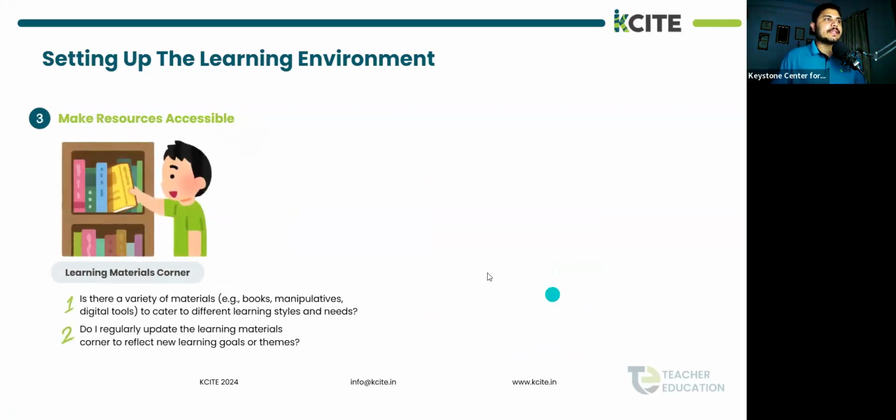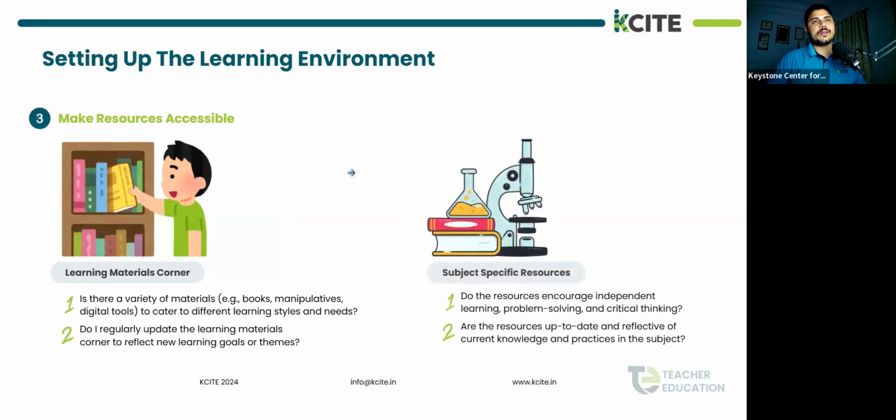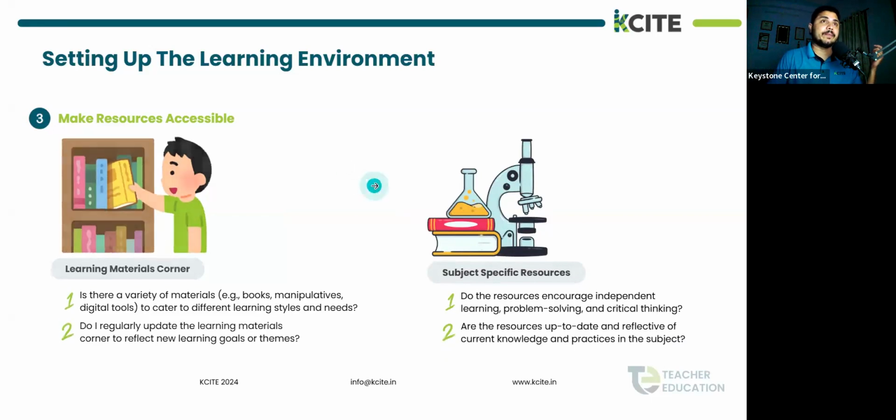Making resources accessible. Yes, the third point: whatever resources we arrange in the classroom, we have to make sure the students can easily pick them, use them, and keep them back. Not somewhere they have to be taller to reach out, take, and then keep back. As per the learner's age group, whatever resources we keep in the class should be accessible so they can use them and keep them back anytime. And importantly, subject-specific resources also are important. Whatever subjects and concepts we teach, if we have learning materials to support that concept, that would definitely help and add a lot of value to the environment.